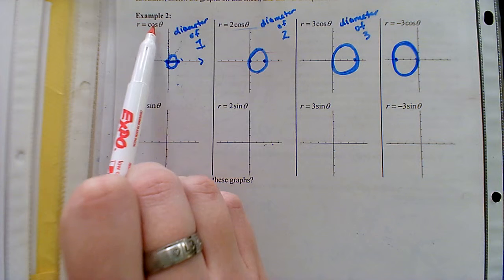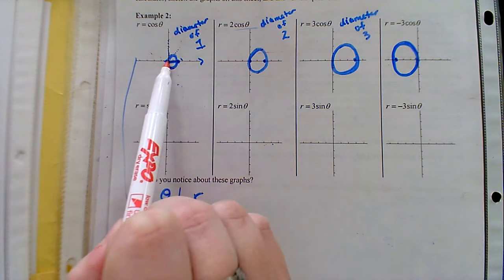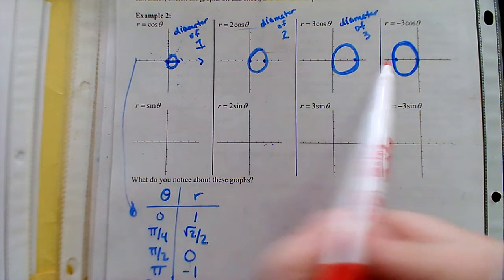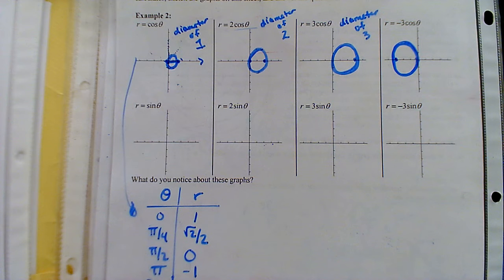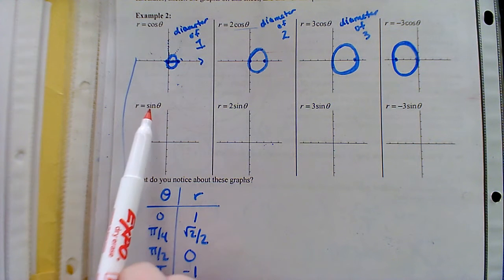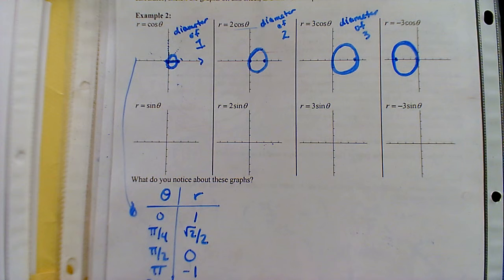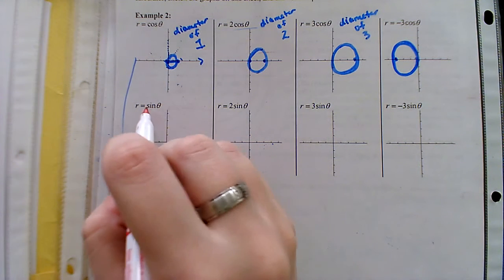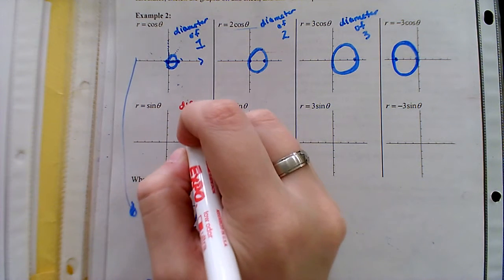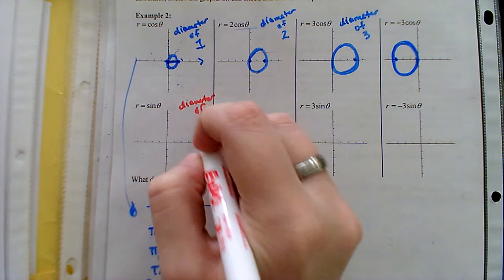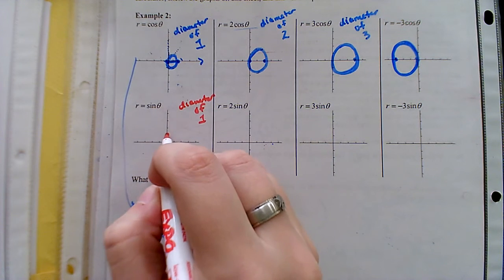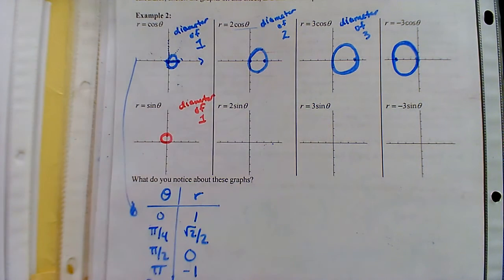Kind of, right? Notice how with cosine, all of these circles were drawn through the x-axis, because doesn't cosine represent kind of an x value on a rectangular system? So the sines are essentially y values. So all of our circles are going to be drawn through the y-axis. So this one should have a diameter of 1, but on the y-axis.